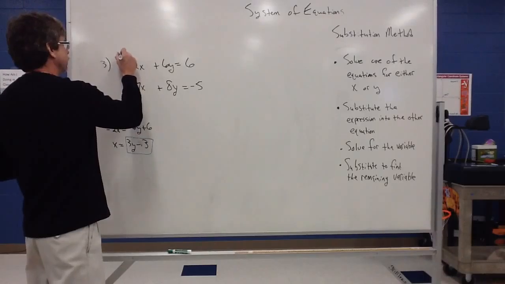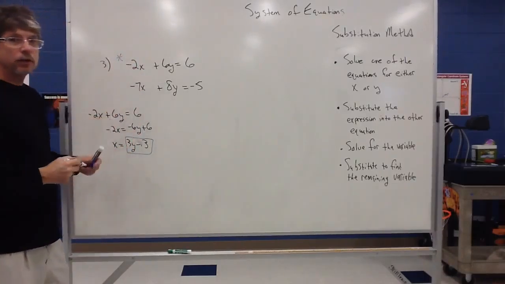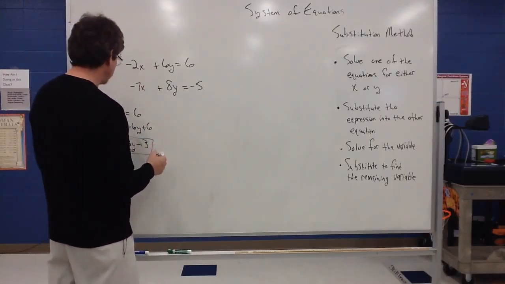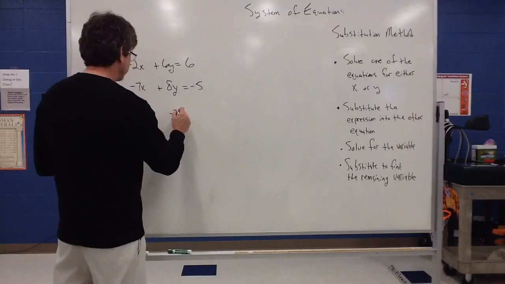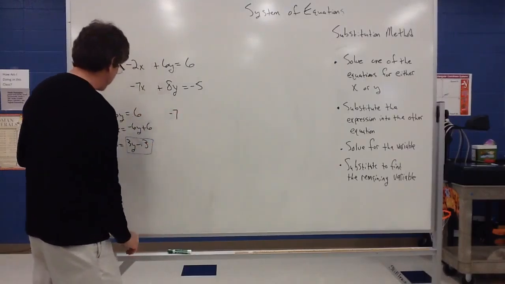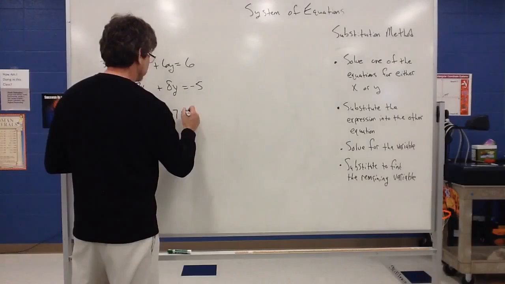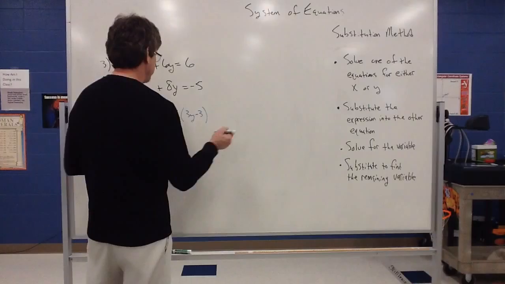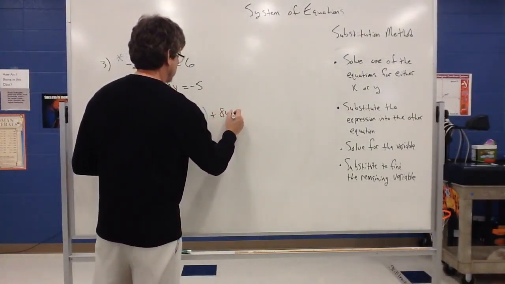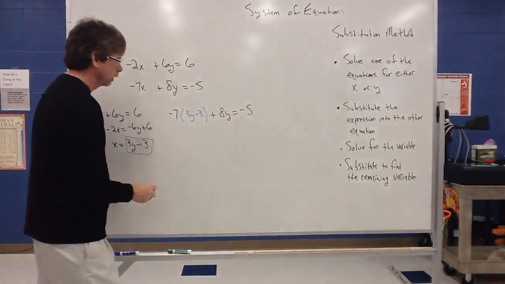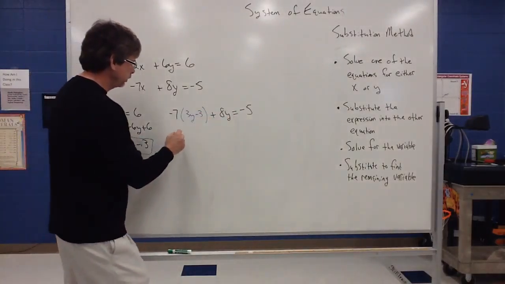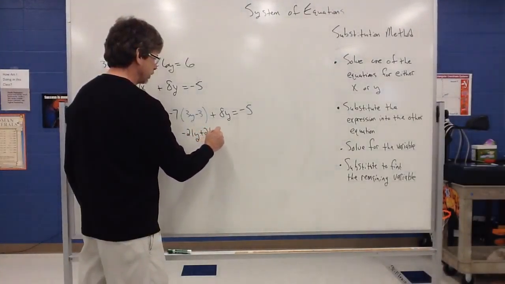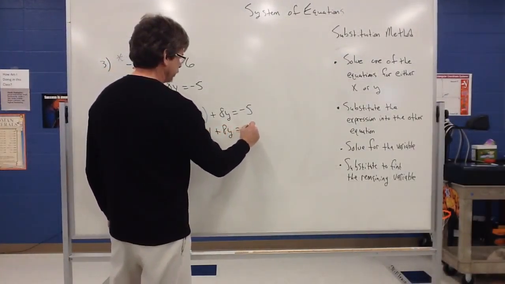Now I've got to remember, this is the one that I solved. I've got to use the other equation to substitute into. So my equation is going to be then, and again, notice how I'm going to be substituting in for x this time. So I have a negative 7, and I'm going to replace x with this 3y minus 3. And then I have then plus 8y equals then a negative 5. I can now distribute through the parentheses to remove the parentheses. A negative 21y plus 21 plus 8y equals negative 5.